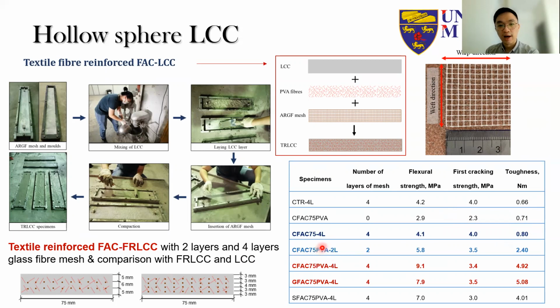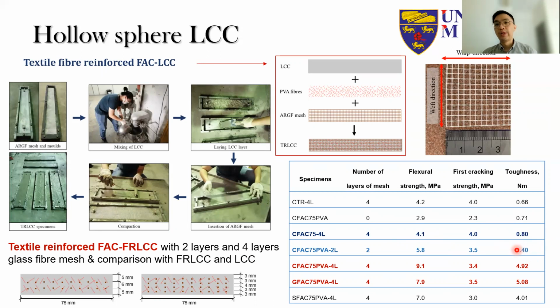So essentially, instead of using 4-layer mesh, we tried out using 2-layer mesh, but we included 1% of the PVA fibers in our fly ash cenosphere LCC. And interestingly, if we compare with the results for the fly ash cenosphere LCC without any fibers, the flexural strength is already increased, even though we use fewer layers of mesh, and the toughness is also much more significantly increased.